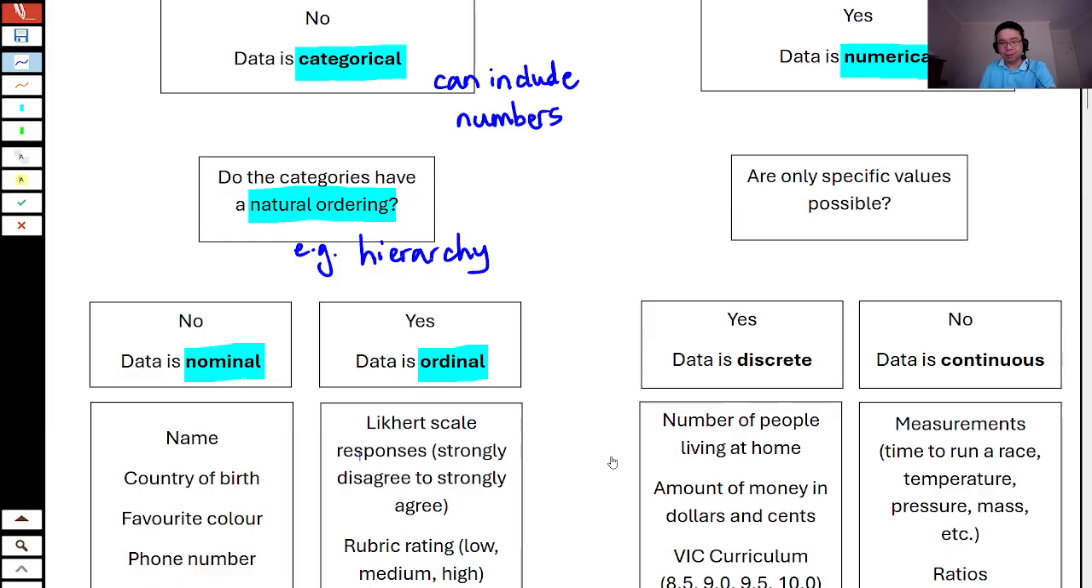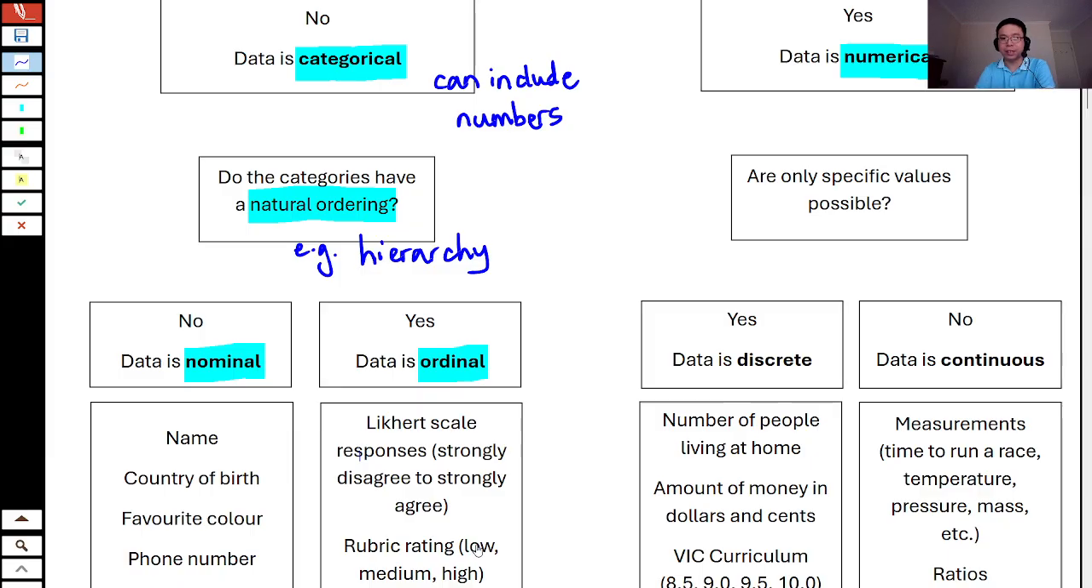And I've listed some examples there for you to look at. You might be surprised by this one, the phone number, because that involves numbers. But there's nothing special about that number. I can't add the numbers up. I can't average the phone numbers to get something meaningful. The phone number is really just a name. And so there is no reason to impose any sort of specific order on those numbers. And that's the reason why most texts and most online forums would actually put the variable phone number under the nominal category.